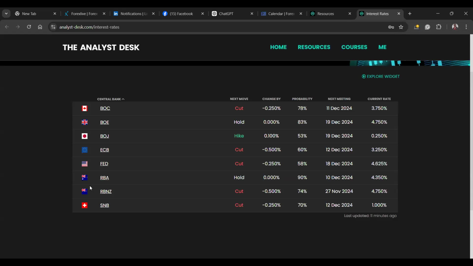So most of the major central banks right now are fully expected to cut interest rates. Most of them: the Bank of Canada, for the euro, the European Central Bank, for the US dollar, the Federal Reserve, for the New Zealand dollar, the Reserve Bank of New Zealand, and for the Swiss franc, the Swiss National Bank. They are all expected to cut interest rates. And by how much is there?